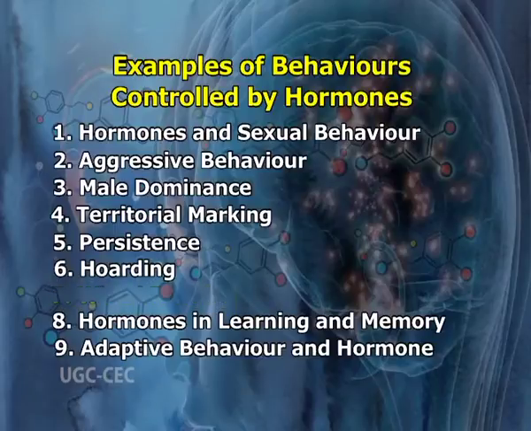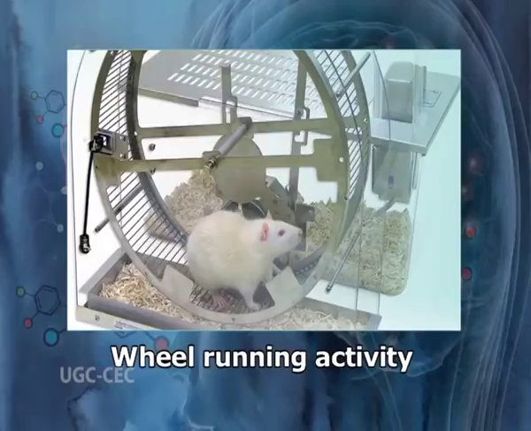Number 7, wheel running. Wang in 1923 reported an association between female hormones and wheel running in non-pregnant female rats. The 4-day wheel running activity is correlated with the 4-day estrous cycle, fluctuating with the change in hormonal level.